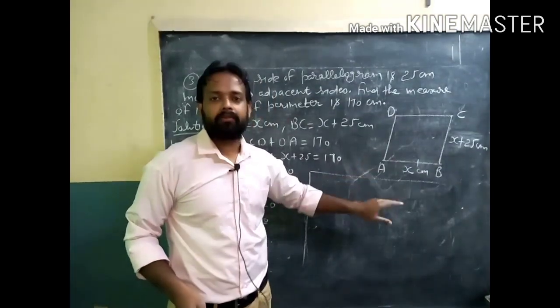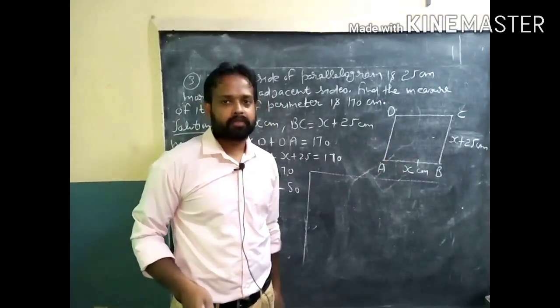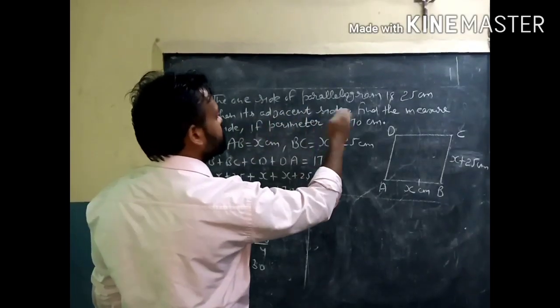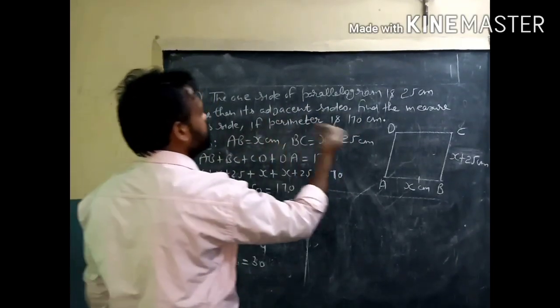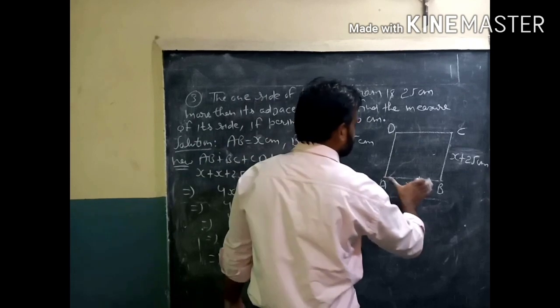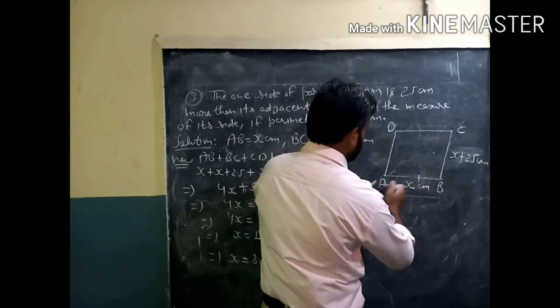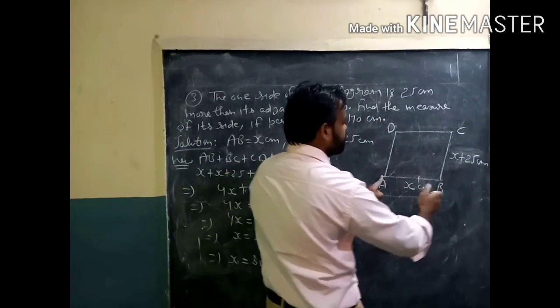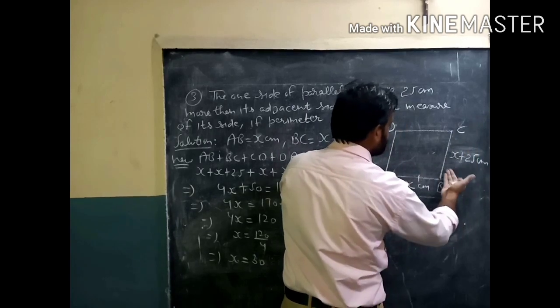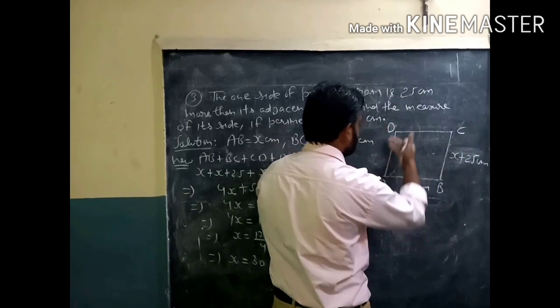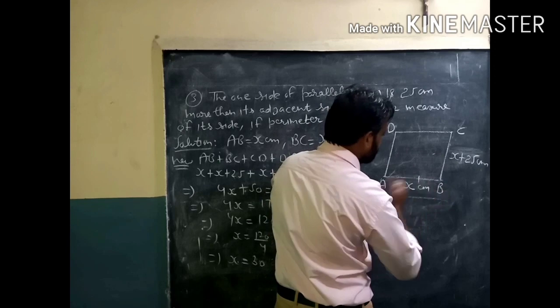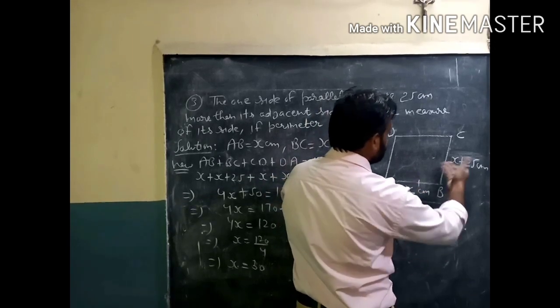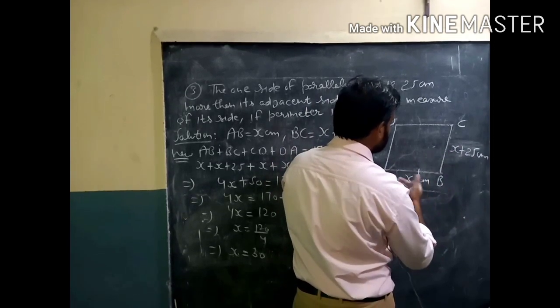This time we have to find out the sides of the parallelogram. You can see here one side of the parallelogram is 25 centimeters more than its adjacent side. First of all, we have to select the adjacent sides. If I am taking AB, then of course BC is an adjacent side of AB, and also AD is an adjacent side of AB. At one time we can take only two adjacent sides, so that is why I am taking AB and BC.